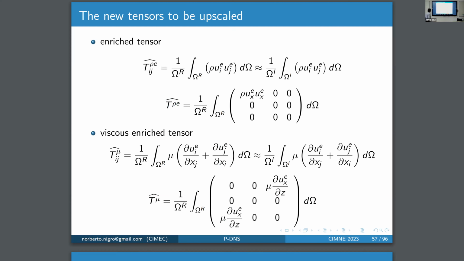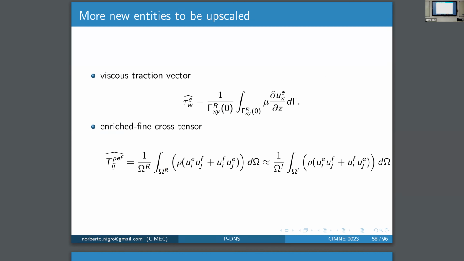So the enriched solution looks like this. We impose the enrichment only in the tangential component of the velocity. In the local reference frame, you put this term. Here is a special tensor. And in the T mu, or the viscous part also, we only assume the variation of u in the normal direction of the wall. So this is how these two tensors look.